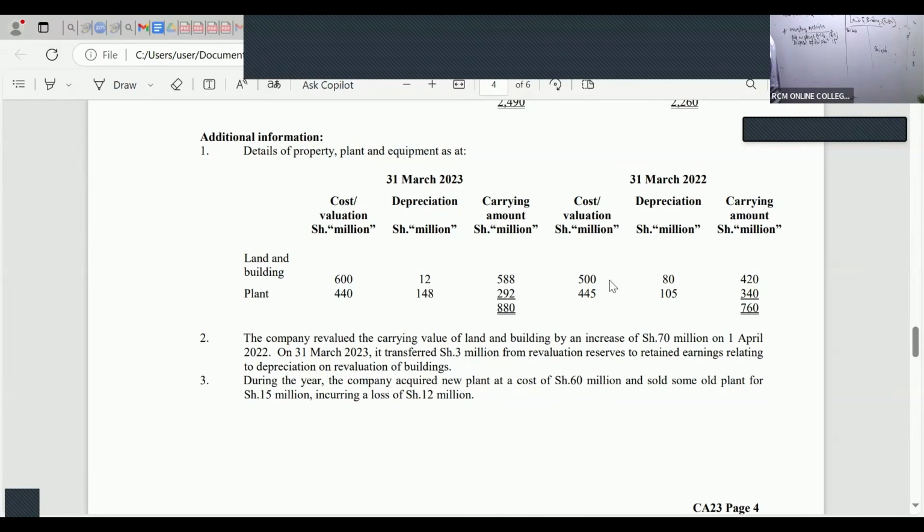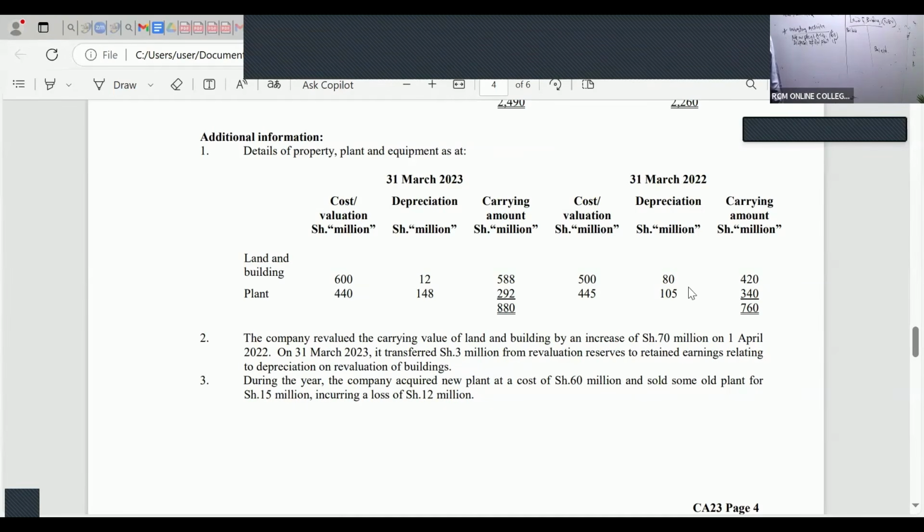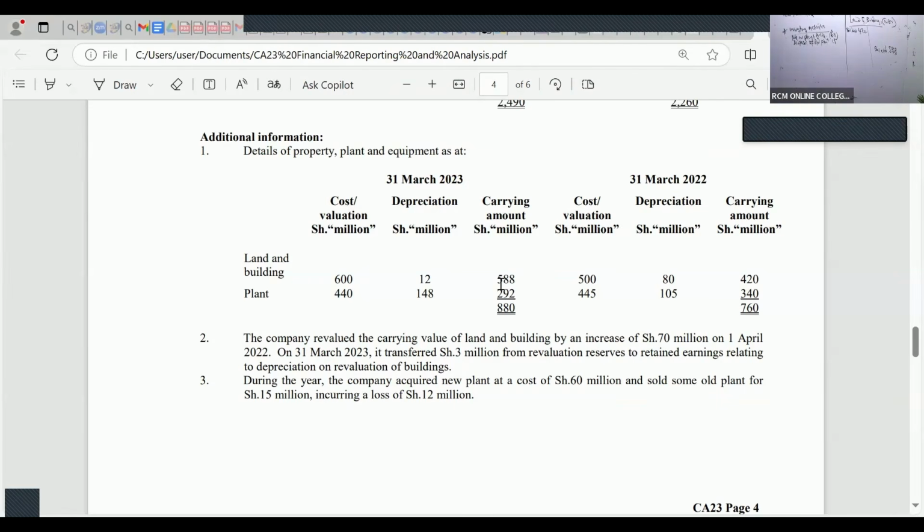We are working with carrying amount or net book value. Please don't forget that. So 420 versus 588. So balance brought down is 420. This 588. And you can see here the balance brought down. I'm bringing it on the debit side because this is an asset. Assets, we bring them down on the debit side.